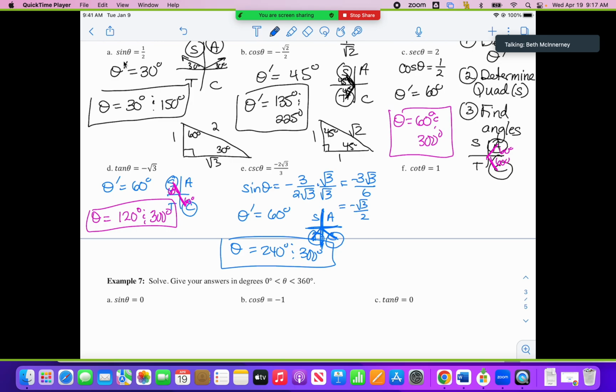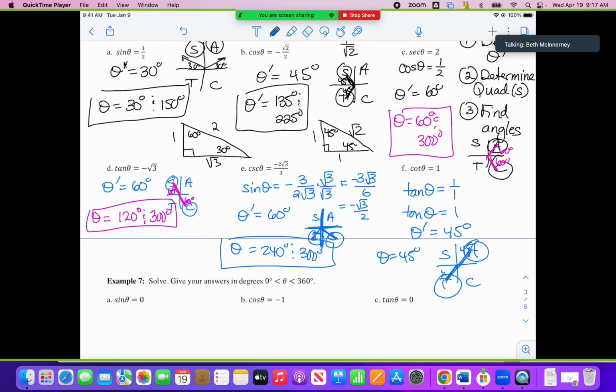All right, letter F. Cotangent theta is 1. That means tangent is 1 over 1 or 1. What's the only way to get tangent to be a 1? 45, 45. So, all students take calculus, and in what two quadrants is tangent positive? 1 and 3.